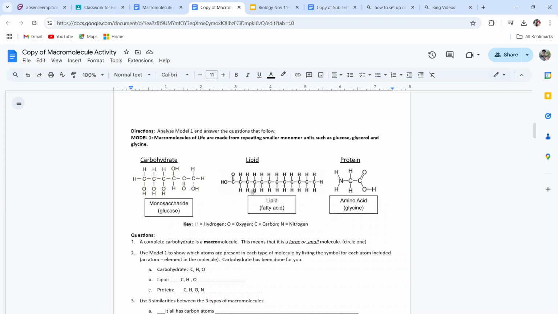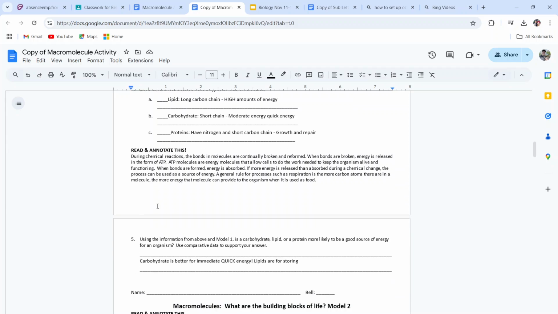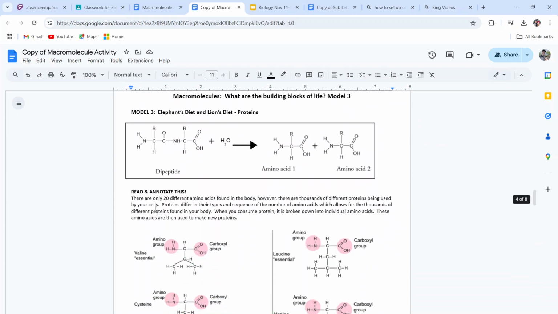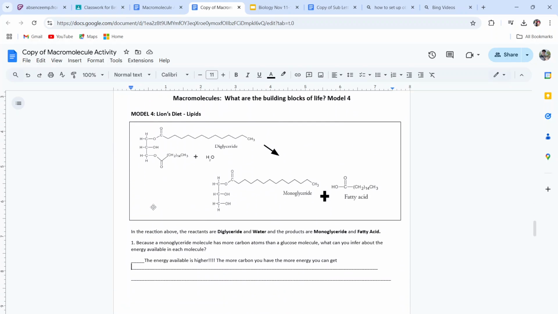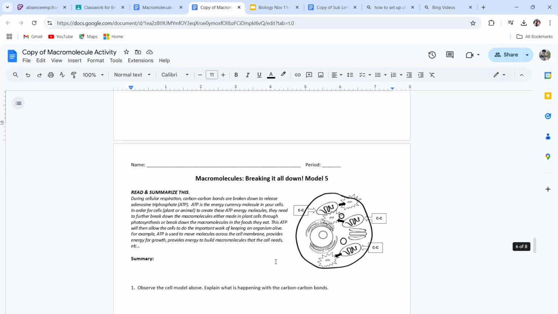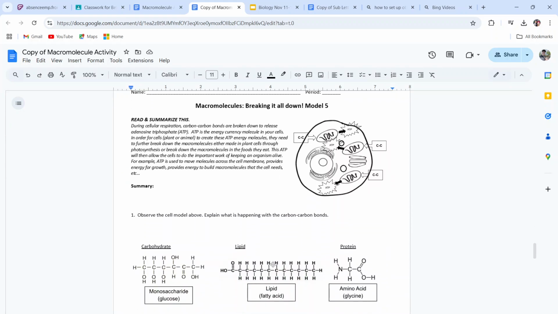Now the lipid again is just for energy storage, and it's going to be used if you do not have carbohydrates in your body. It's kind of like your body's main way of making sure that it has the energy that it needs for survival. So the energy available is higher because the more carbon atoms that you have, the more energy that you can get.